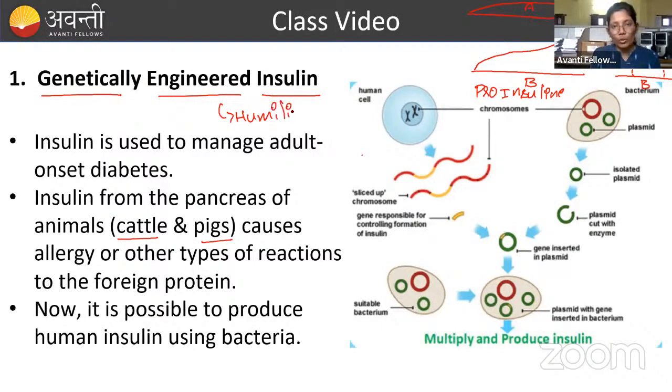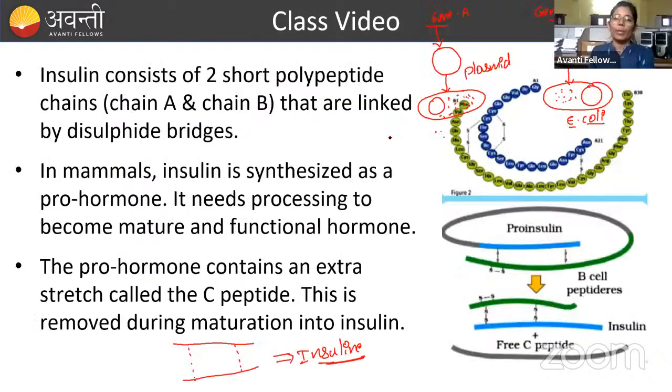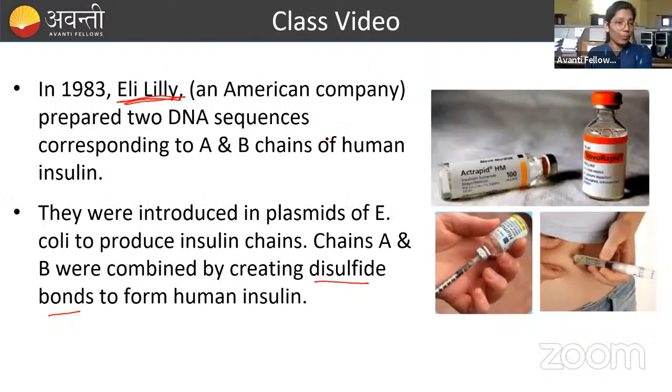That is called what? Humulin. So this genetically engineered insulin was prepared for the first time by the Eli Lilly company in the year 1983. What they did was take the gene which produces chain A and the gene which produces chain B, using the biotechnological process we studied in the last class, right? So by the gene, we get chain A and chain B, and combine both of them by creating a disulfide bond. Done. We have got the insulin.